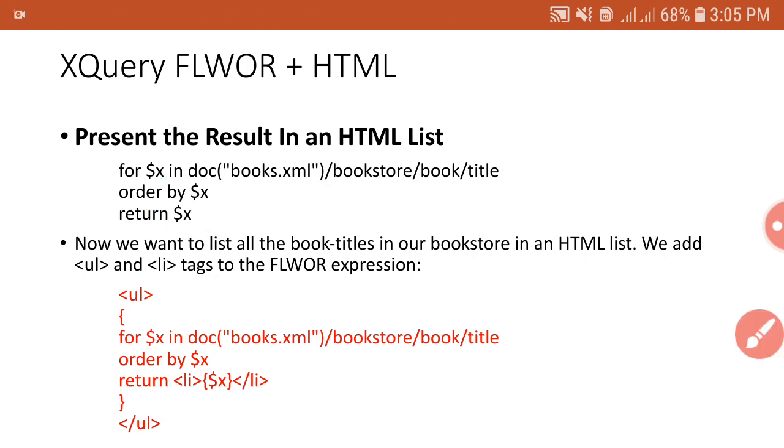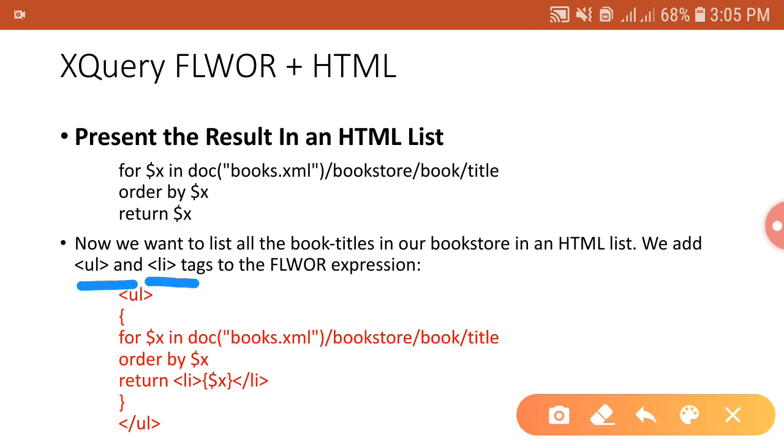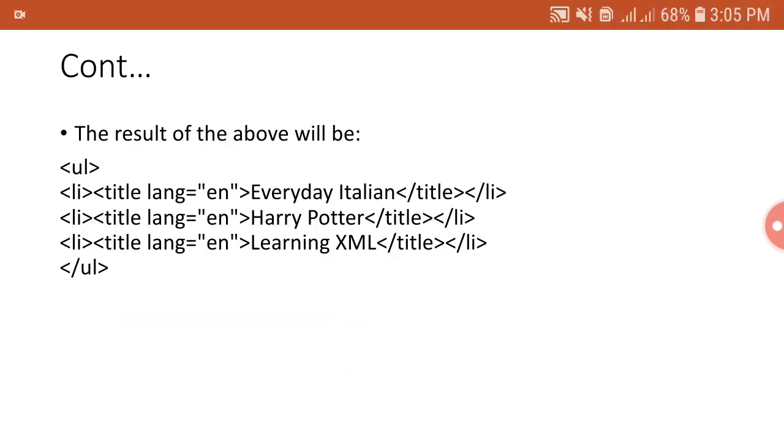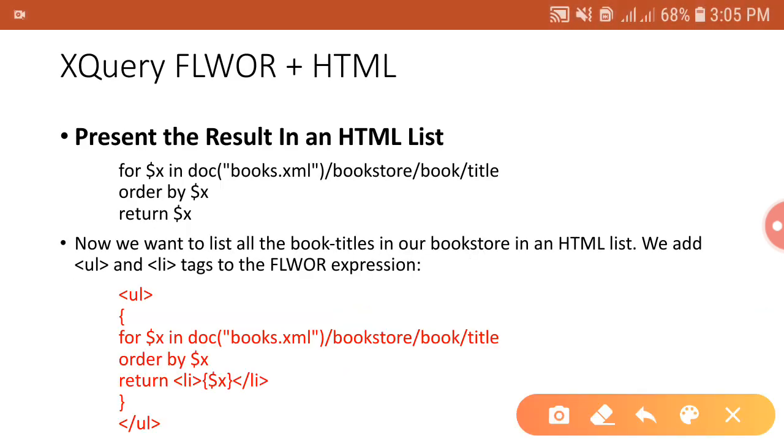Now we want to list all these book titles in bookstore in an HTML list. So we will add UL and LI tags of HTML. See how these UL and LI tags are defined here, how they are added here. This way you can combine your FLWOR expression with HTML.